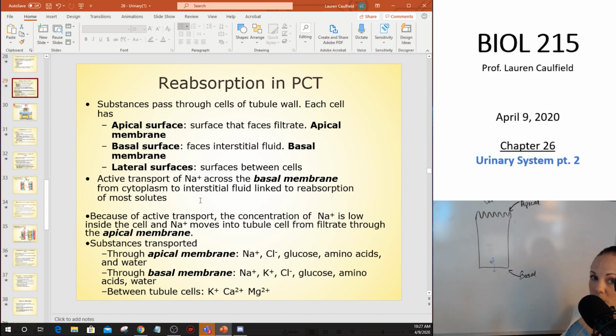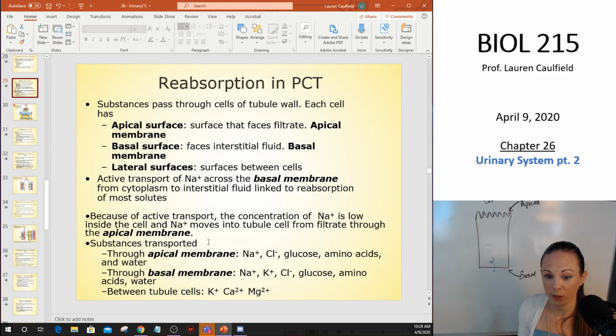If we are actively moving sodium out of the cell into the interstitial fluid, across that basal membrane, then that means that we are going to create a concentration gradient. So as we actively move that sodium out, it's going to draw more sodium into the cell itself. So that's what it's talking about in this next part.